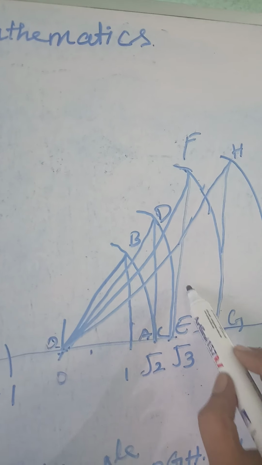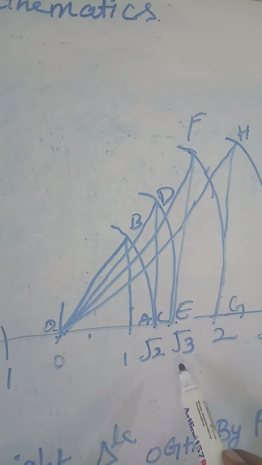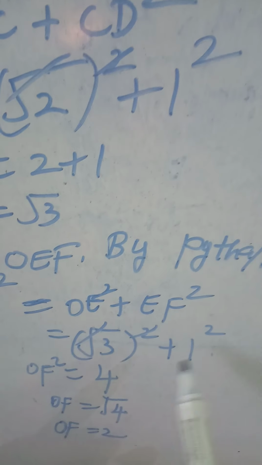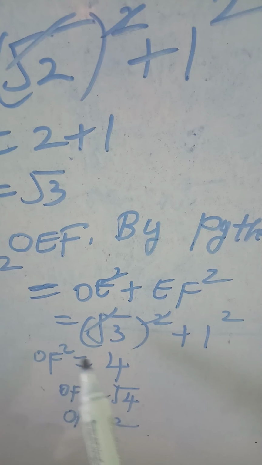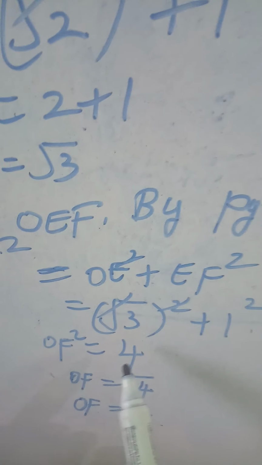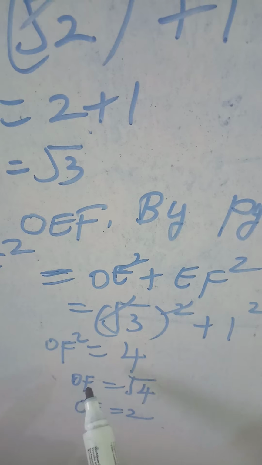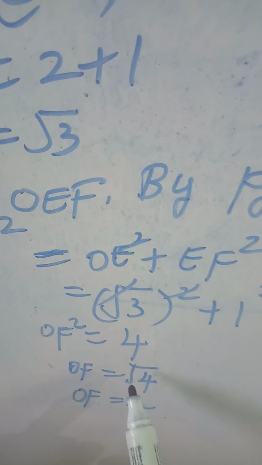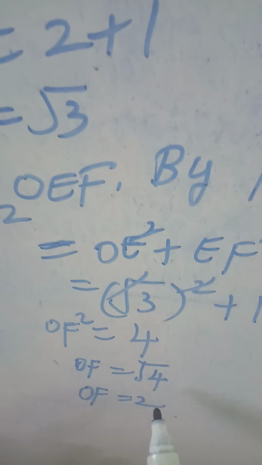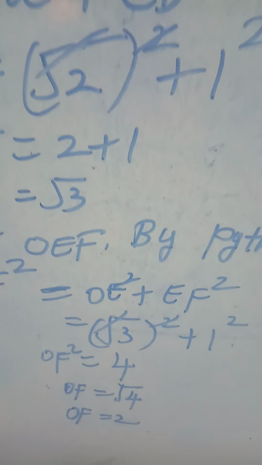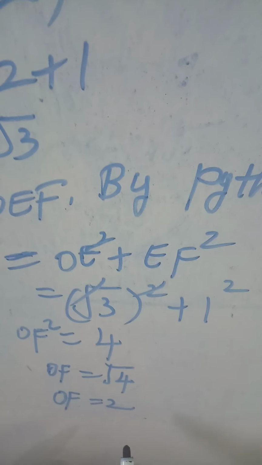This is 1. This is what? Root 3. So root 3 square plus 1 square. The square and square root will get cancelled. So 3 plus 1 is 4. We need to find OF only. So we have to take square root on both sides. We will get 2. OF is equal to 2. Now we found OF children. But now till this we found 2.